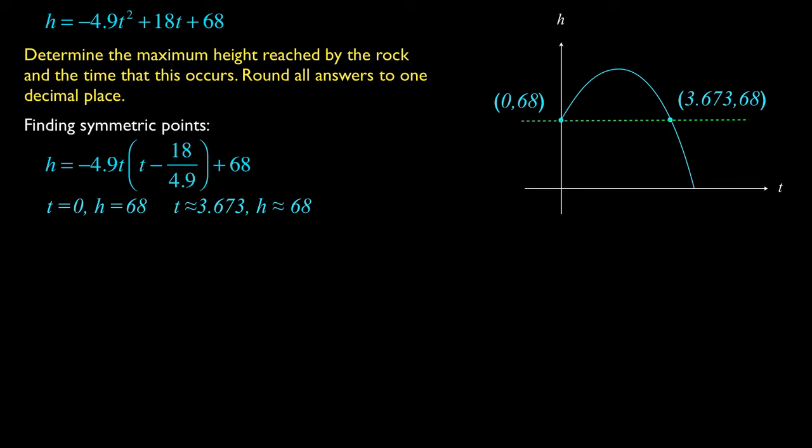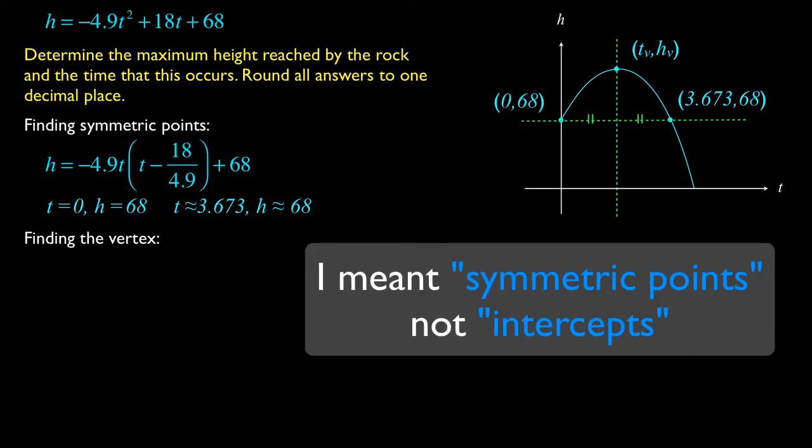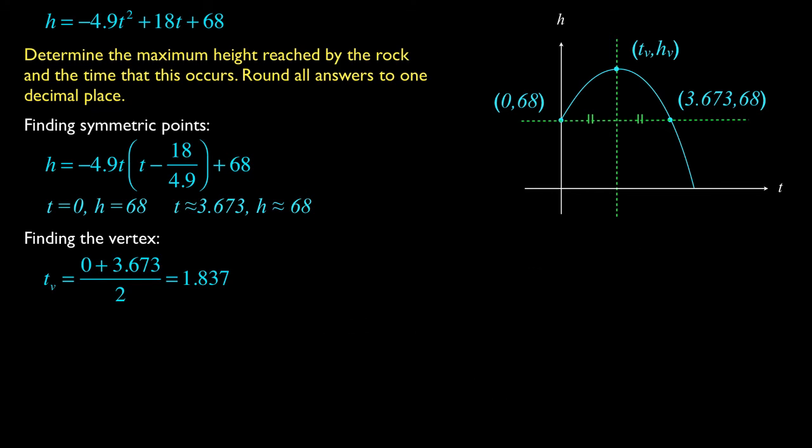Now, in order to find the vertex, we recognize that the vertex lies directly on that axis of symmetry. So in other words, the t-value of the vertex is halfway between the two t-intercepts of our graph. And so we say the t-value is 0 plus 3.673 divided by 2. And so we get a t-value of 1.837. The h value, substituting the 1.837 back into the original equation, we get 84.5.